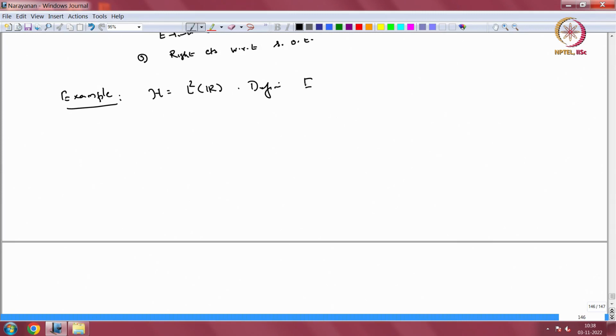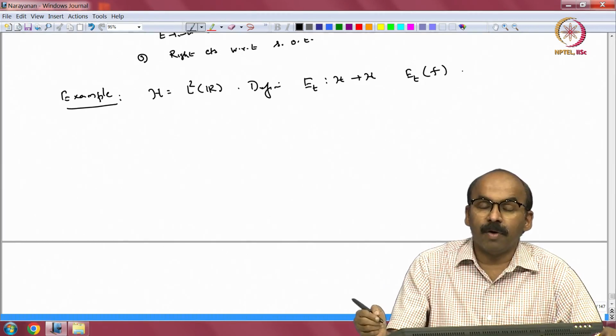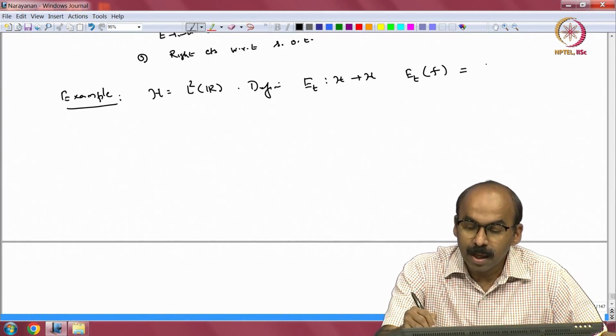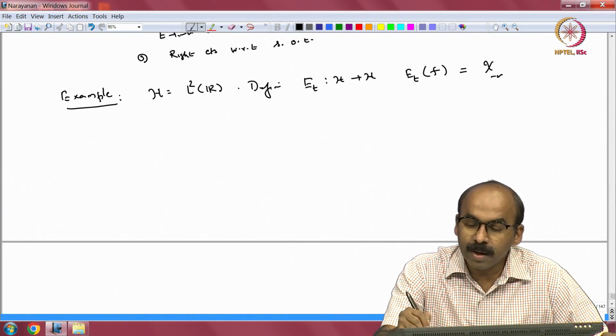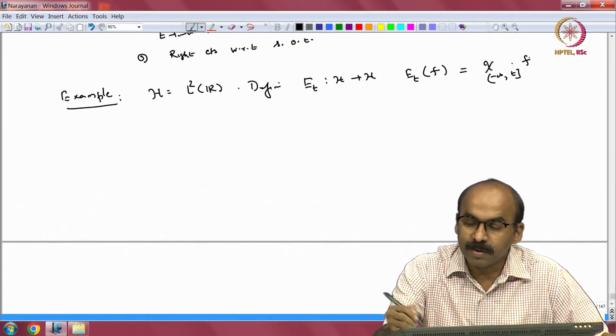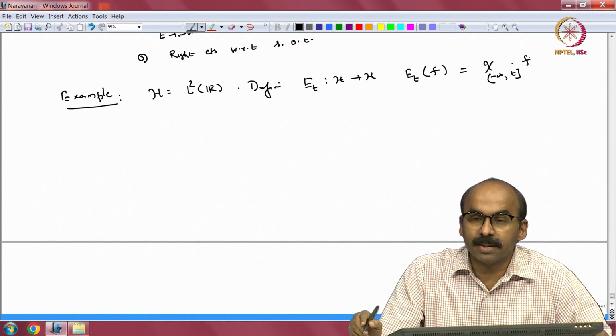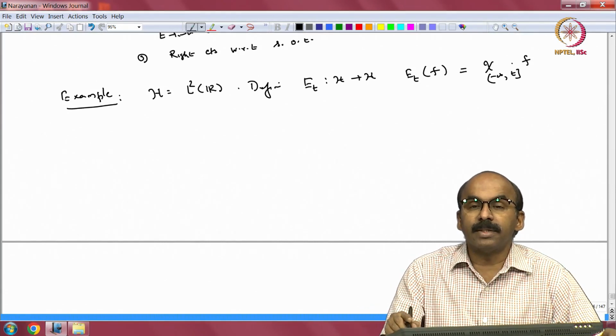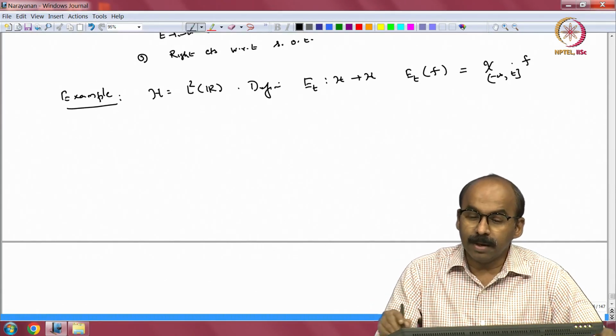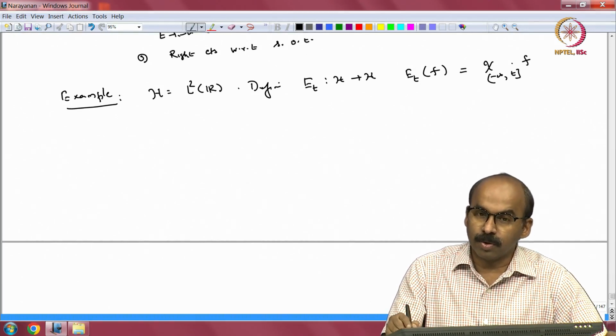So, E sub t is going to be an operator from H to H, which is an orthogonal projection, right. So, E sub t of a function f in L2 of R is simply multiplication by the indicator of, let us say, minus infinity to t, times f, right. So, it is multiplication by the characteristic function of the set minus infinity to t, and it is easy to check that this has all those properties.